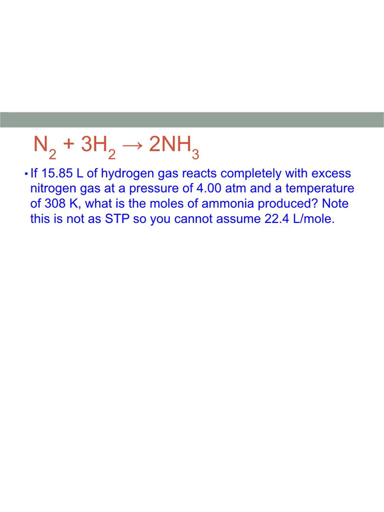If I have 15.85 liters of hydrogen gas, so I know this is one of the substances I'm interested in, reacts completely with excess nitrogen, that one's not very important since it has no number. At a pressure of 4 atm and a temperature of 308 Kelvin, what is the moles of ammonia produced? Let's change the liters into moles of hydrogen first, and then once I know the moles of hydrogen, I can use the mole ratio to convert it to ammonia.